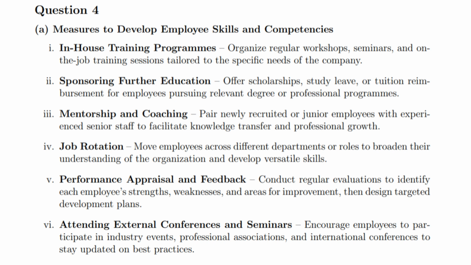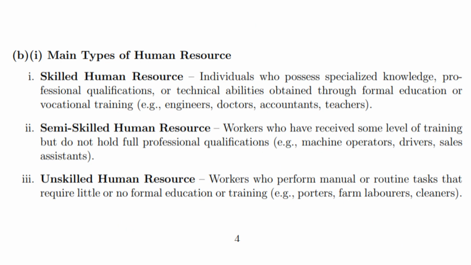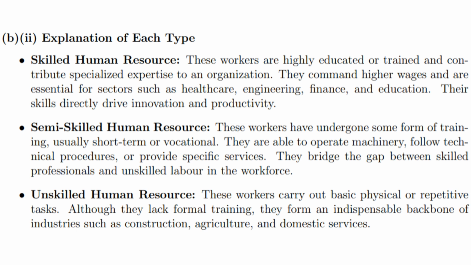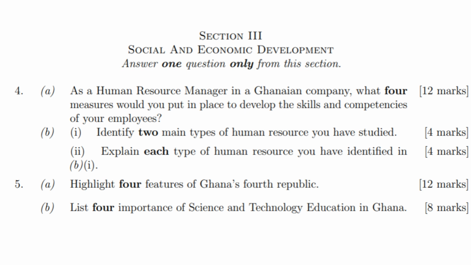then we have attending external conferences and seminars, and performance feedback. So the types of human resource: we have the skilled human resource, the semi-skilled human resource, and the unskilled human resource. And the explanations are what I've done over here. So you can read through that one, then check. If you can't see the words clearly, I advise you to increase the resolution of your video. So let's go to question 5, which is the last question.